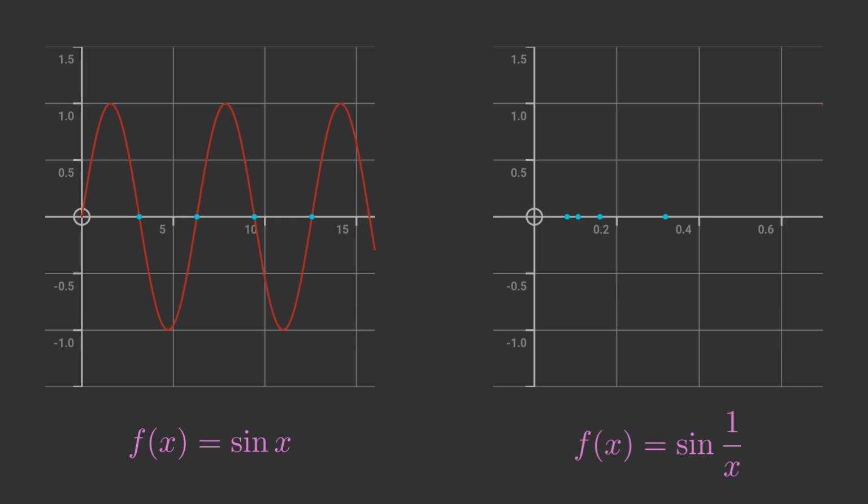Also notice that the zeros on the sine curve are equally spaced, but the zeros on the sine 1 over x curve get closer and closer together. This again is what you would expect, because the value of 1 over x increases more quickly as x gets smaller. Now we can draw the maxima and minima. The maxima occur at 2 over pi, 2 over 5 pi, 2 over 9 pi, and so on. The minima are at 2 over 3 pi, 2 over 7 pi, and so on. Now let's plot the curve.